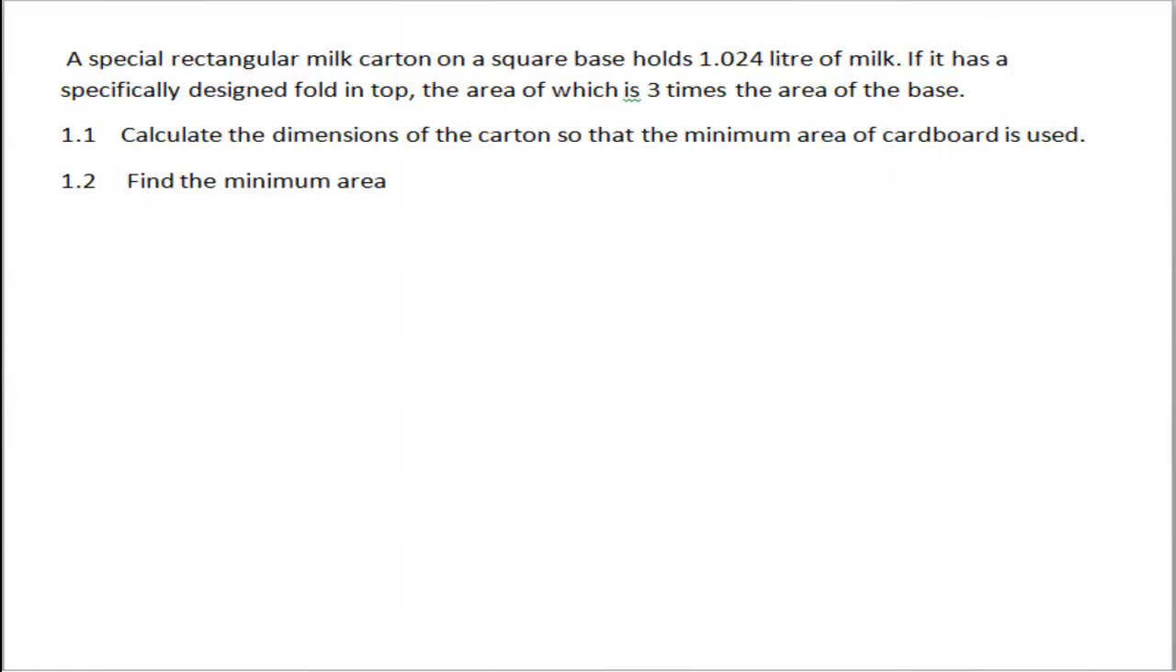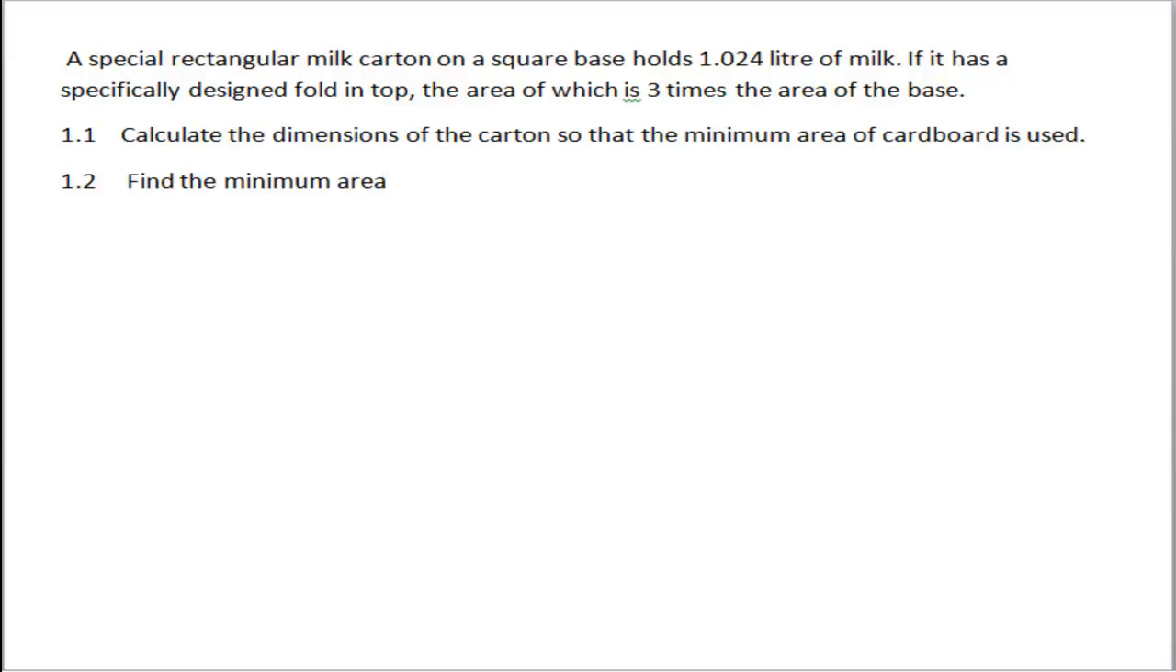This is problem E1, and it is on maxima and minima, and using that to solve some problems, especially a special rectangular milk carton on a square base that holds 1,024 liters of milk. If it has a specifically designed fold-in top, the area of which is 3 times the area of the base. Calculate the dimensions of the carton so that minimum area of cardboard is used, and find this minimum area.